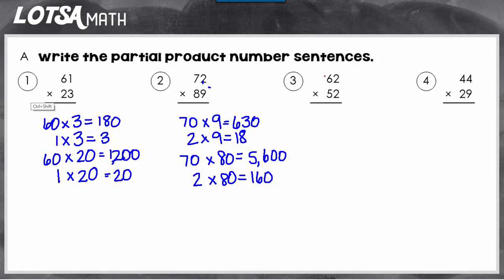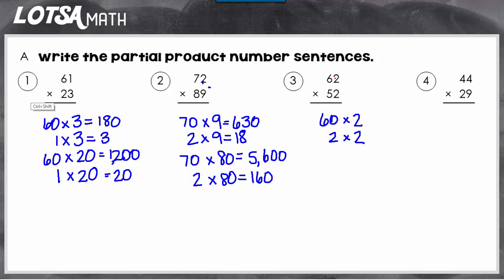We'll do one more. So for this one, we're going to multiply the values of our top factor by the values of our bottom factor. So the value of our top factor is 60, and we're going to multiply it by the 2. And our other one is 2, and we'll multiply it by the 2 as well.